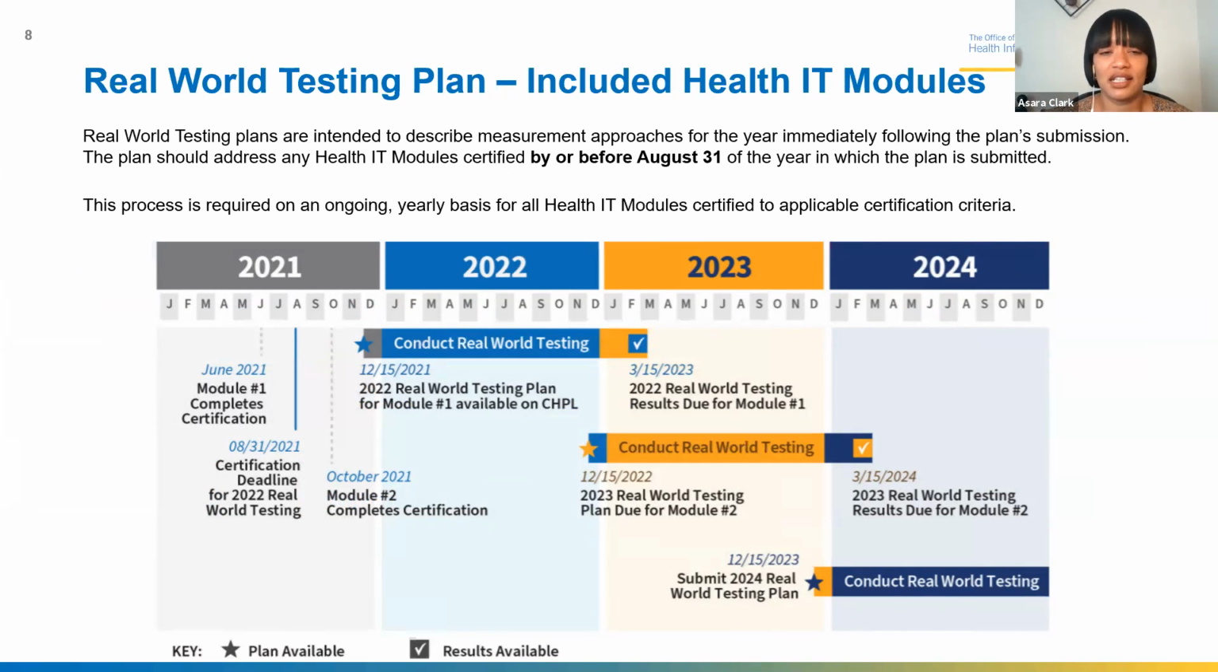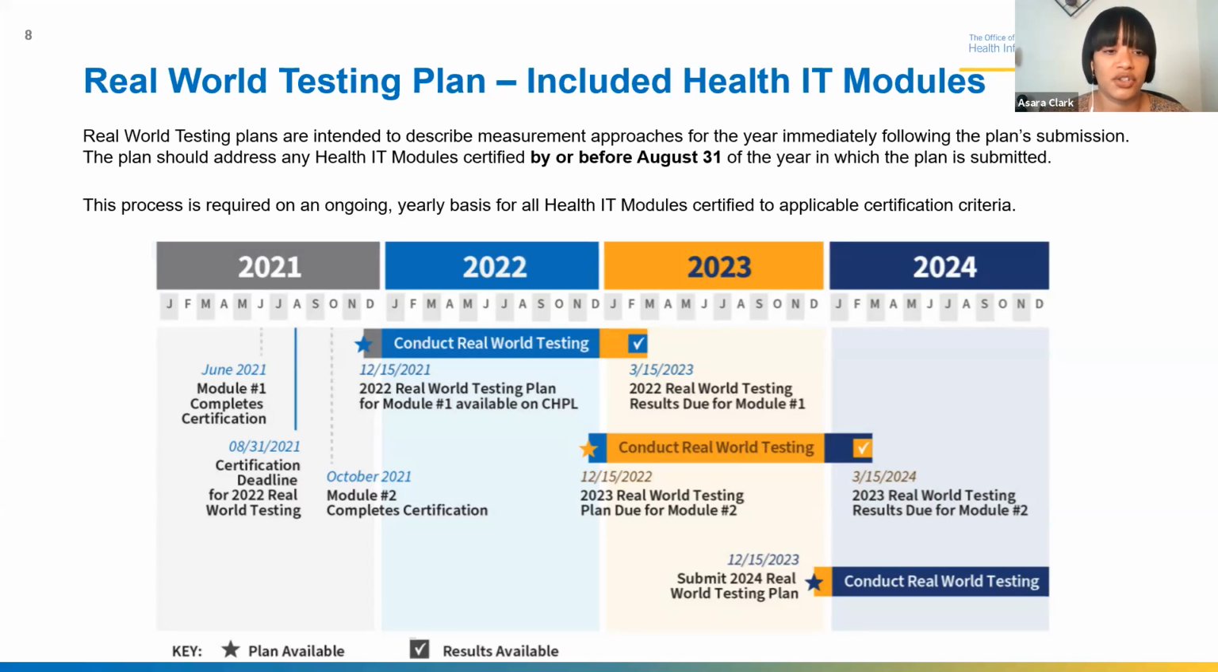So we have a nice little example for you, just because we understand that this might be a little bit of a complex timeline. So we have an example here. Just want to recap, real-world testing plans are intended to describe measurement approaches for the year immediately following the plan submission. The plan should address any health IT module certified by or before August 31st of the year in which the plan is submitted. All right, so here we have an example of two different modules, okay?